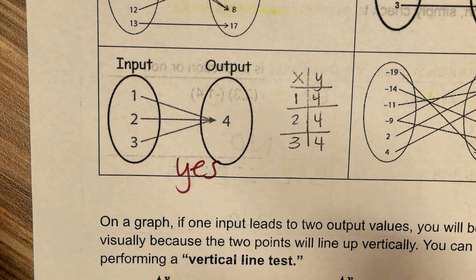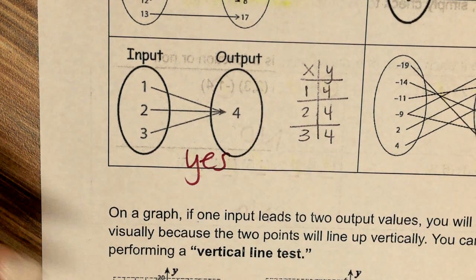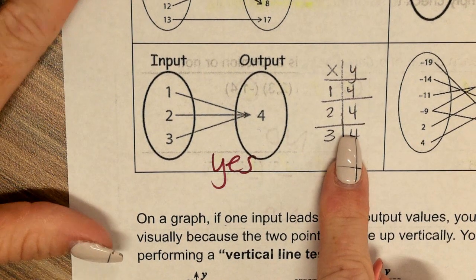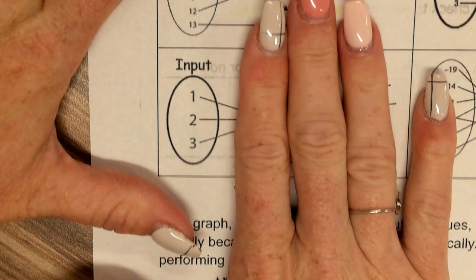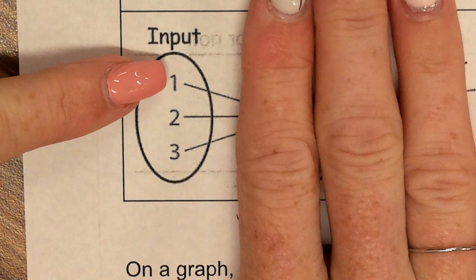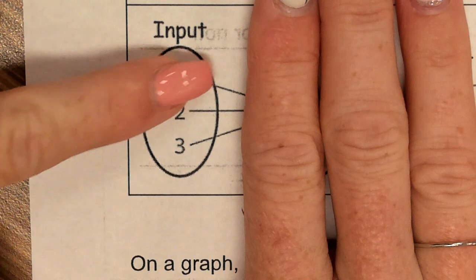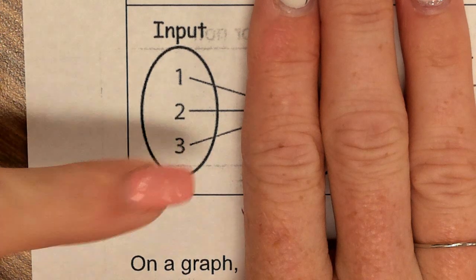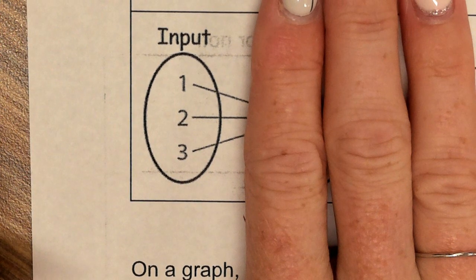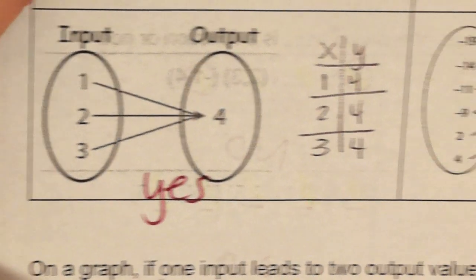Now, did it matter that the y's were all 4? No. Now, everybody look. If you don't want to have to make a table, here's what you're going to do. Cover the output column with your hand, because you don't want to look at it. Ask yourself, does every x only have one line coming out of it? Then it's a function, because it's not repeating. Does that make sense?